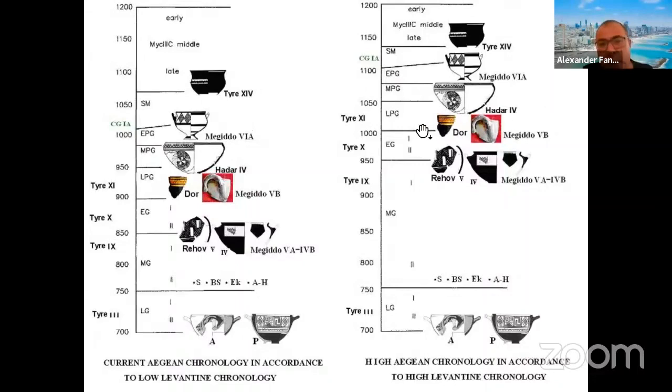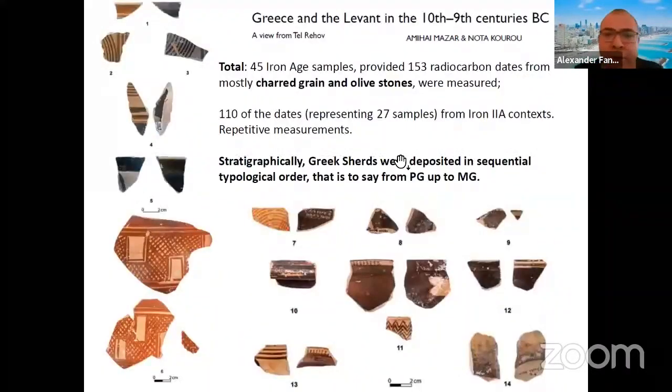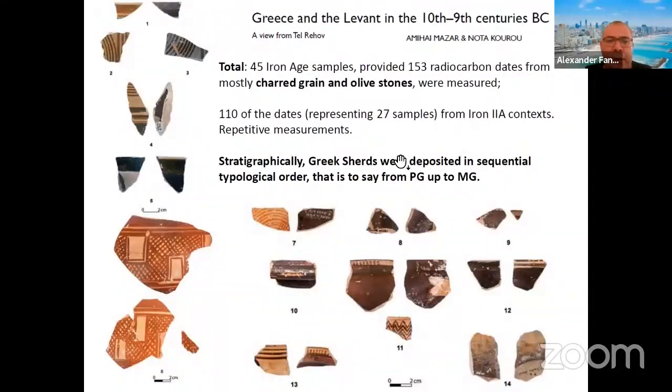And here we stand with these two possibilities. One possibility would follow the original Coldstream scheme, perhaps with a few modifications, but really minor ones. And another one would follow the suit of the high Palestinian chronology, what used to be once the conventional chronology, but now it's completely obsolete. Nobody uses this chronology any longer, at least in our quarters. Now, let's take a look at these Greek sherds from the Levant and the radiometric dates, which were dismissed previously by Stefanos as not reliable. So first of all, Tel Rehov: we have 45 Iron Age samples, 153 radiocarbon dates, mostly from charred grain and olive stones, not from bones, not from wood.